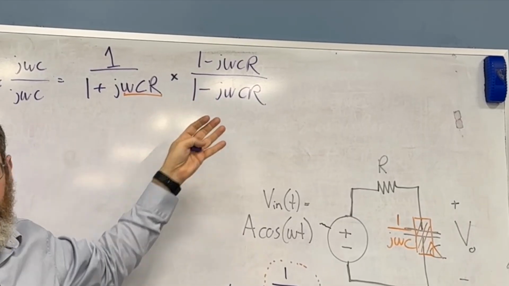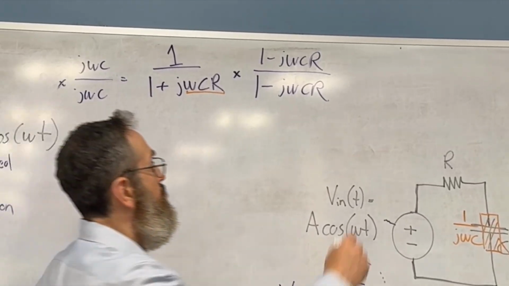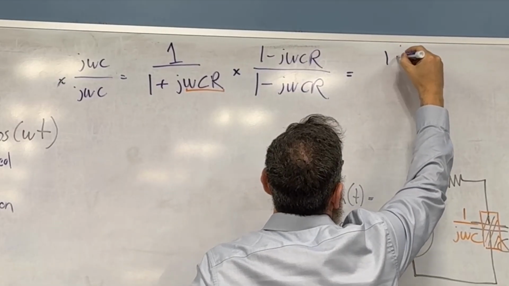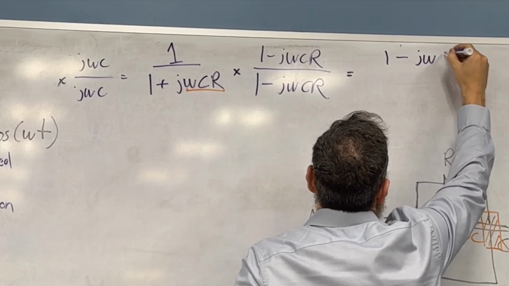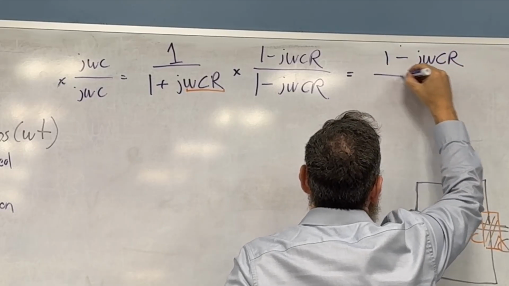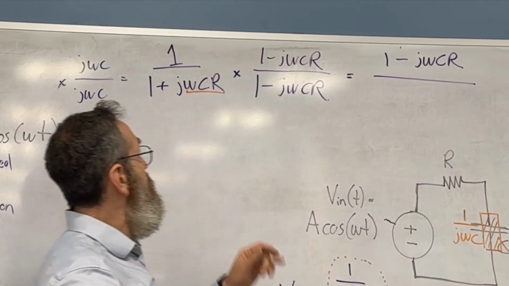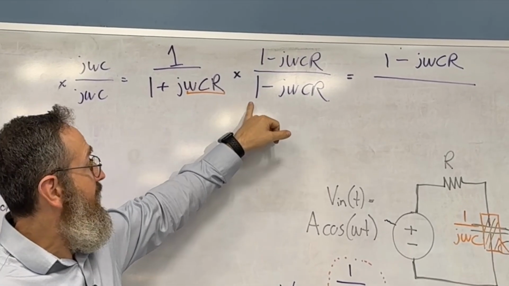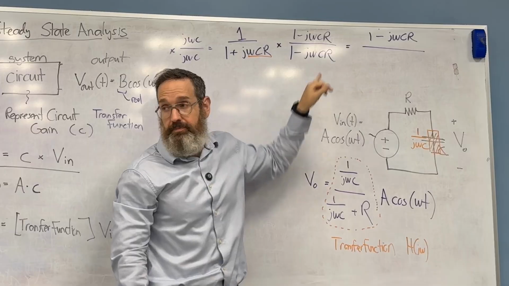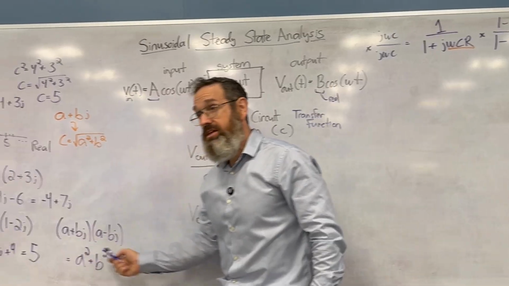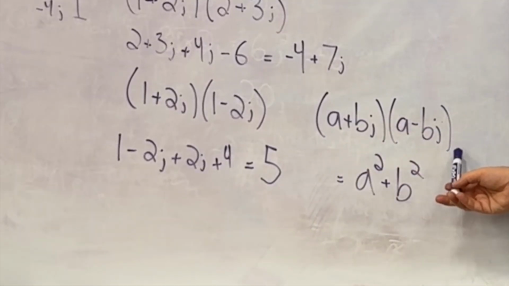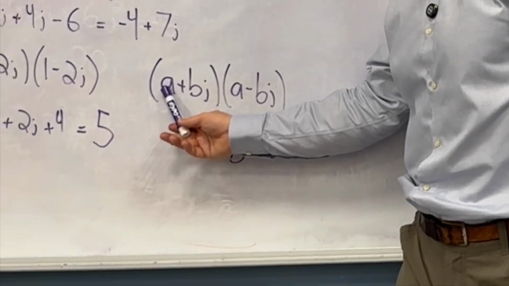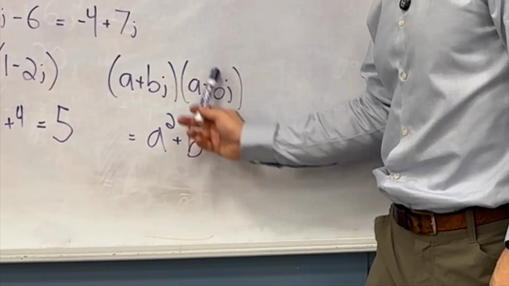It's a weird thing to do, but watch what happens. On the top, I'm just going to get 1 times this. It's going to be 1 minus jωCR. And what happens on the bottom? Well, this is A plus JB times A minus JB. It's this rule. This is the complex conjugate. So all I need to do is square this term and square the next term and add them together.